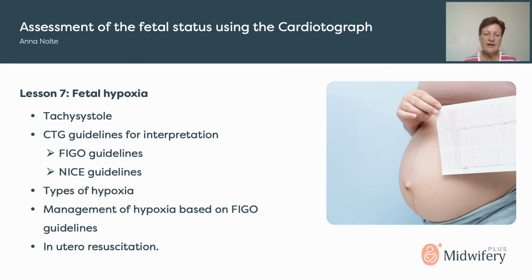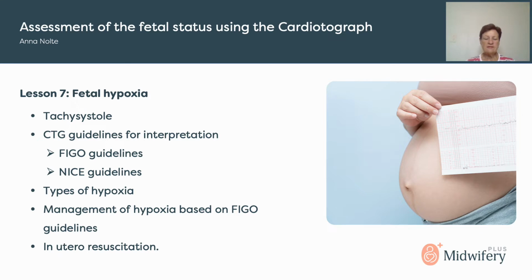We're going to talk about the abnormal contractions. We're going to talk about CTG guidelines, the FIGO guidelines and the NICE guidelines. We're going to talk about types of hypoxia, and we're going to talk about the management of hypoxia according to the FIGO guidelines, in general measures of intrauterine resuscitation.